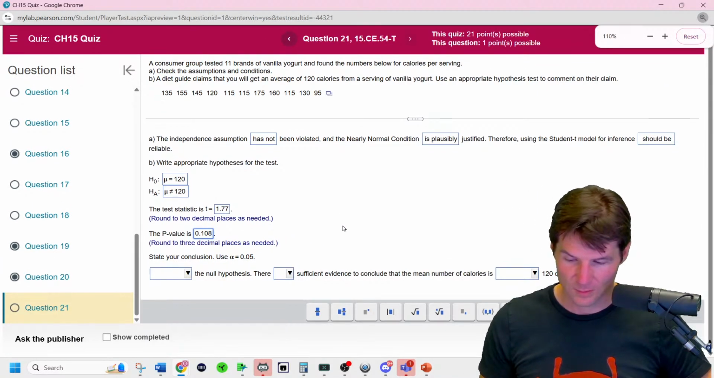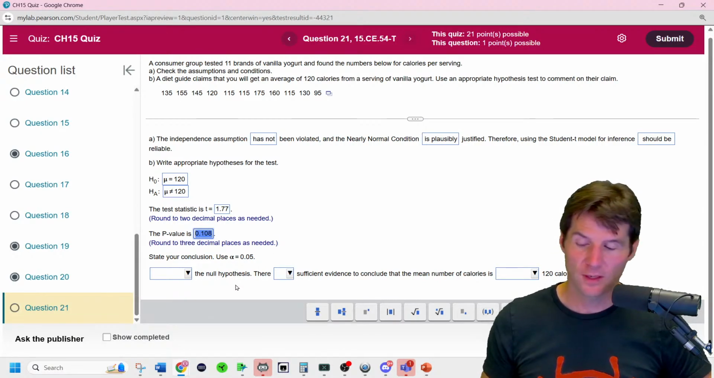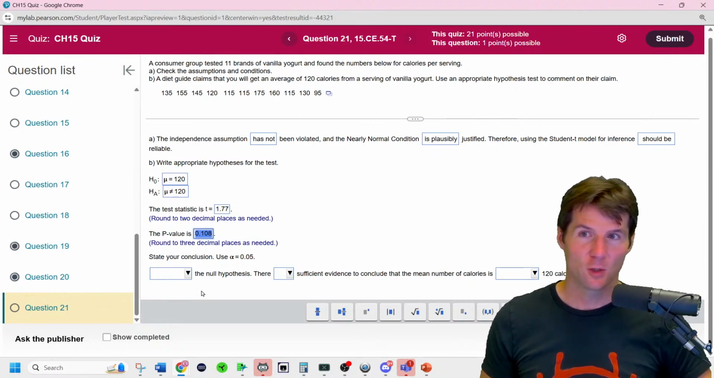And so think about this. Is this p-value higher than alpha? Yes or no? Just yes or no. Is the p-value higher than alpha?